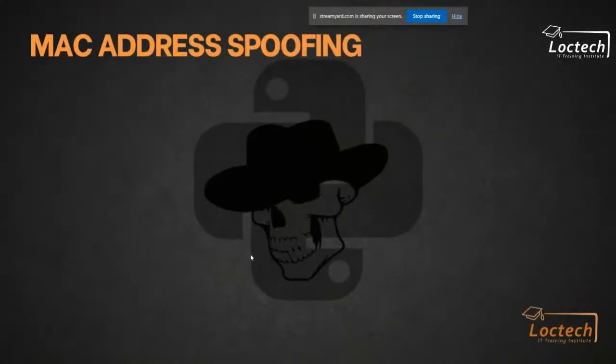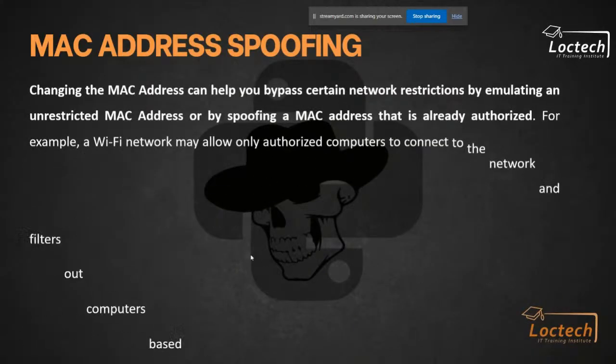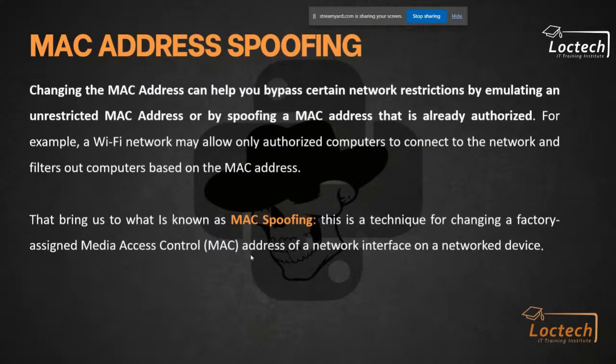Going on. Now, I'll be talking about how we are going to play with MAC addresses today. So what is MAC address spoofing? MAC address spoofing is the ethical hacking technique that we can use to change our MAC address. So like I said, changing the MAC address can help you bypass certain network restrictions by emulating an unrestricted MAC address, or by, we can say, spoofing a MAC address that is already authorized.